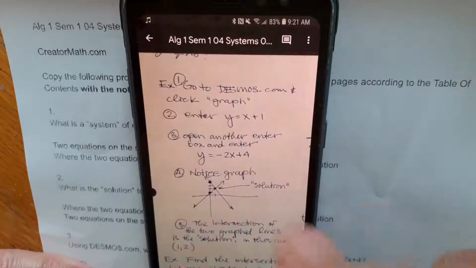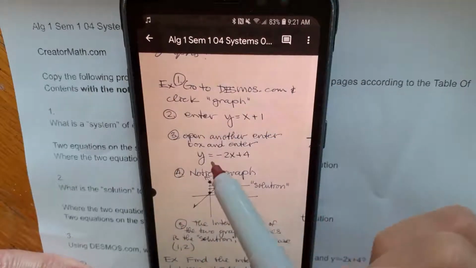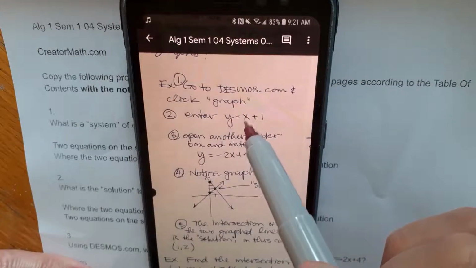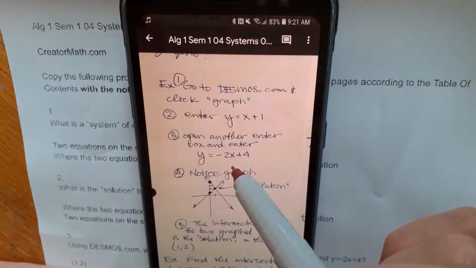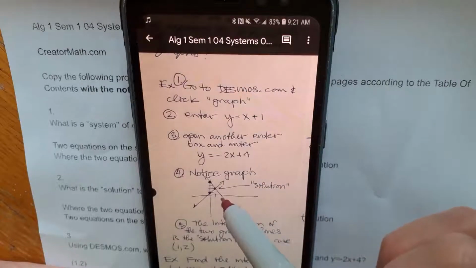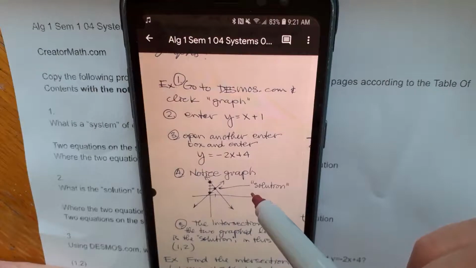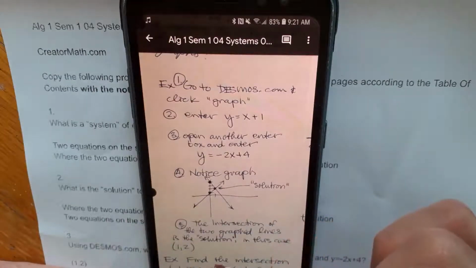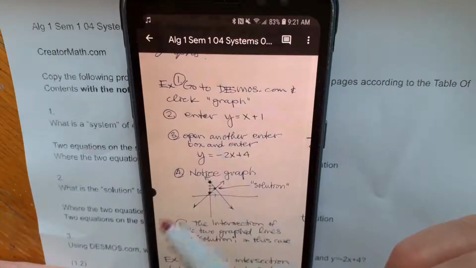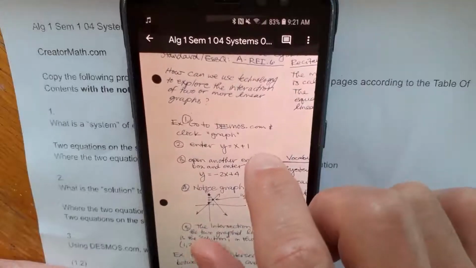So this is going to talk about going to DESMOS.com and graphing. If you've been following these units and lessons up to this unit number 4 we're in right now, then you've used DESMOS before, so this won't be brand new to you. I am going to show it as we go through the problems. And what are we talking about? We're talking about systems of equations.